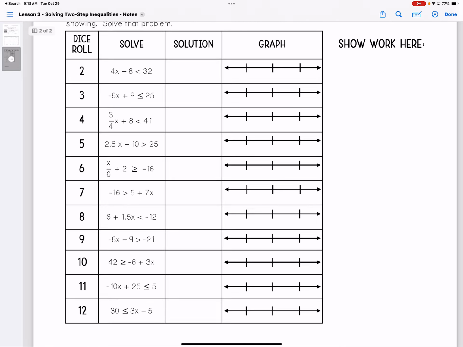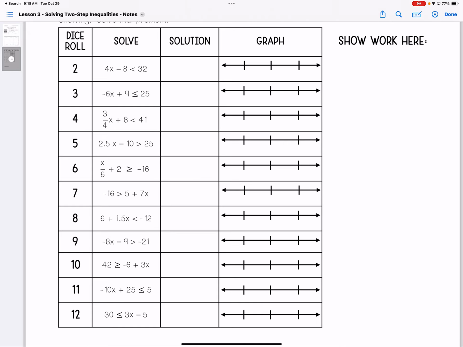All right, so here's what I'm going to do. I'm going to pause, and I'm going to let you work out 2 through 12. And we will come back and go over them. 2 through 12. If you get all of them correct, I will give you 2 bathroom passes. If you get over half, I'll give you 1. So when you get done, please bring it to me. All right, go.